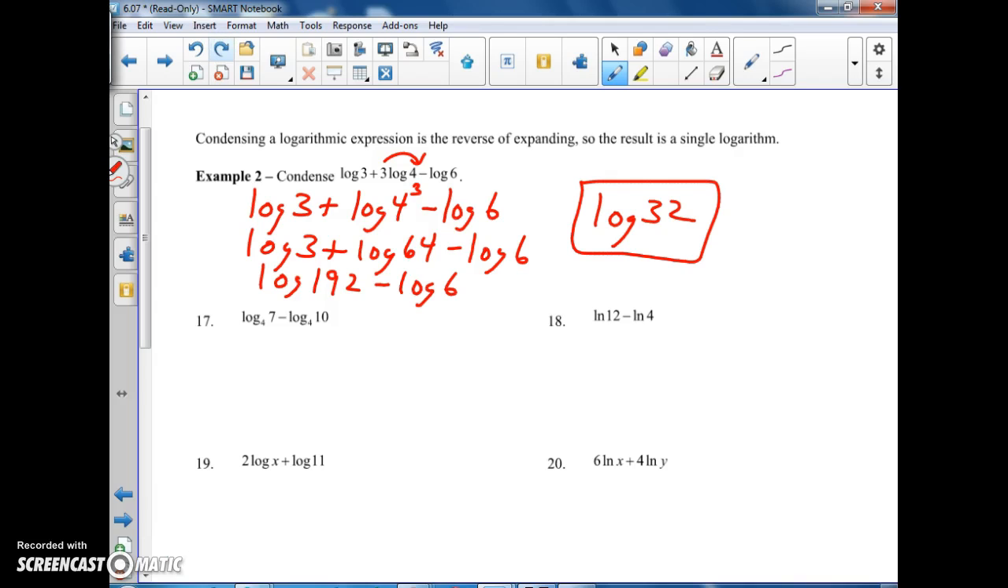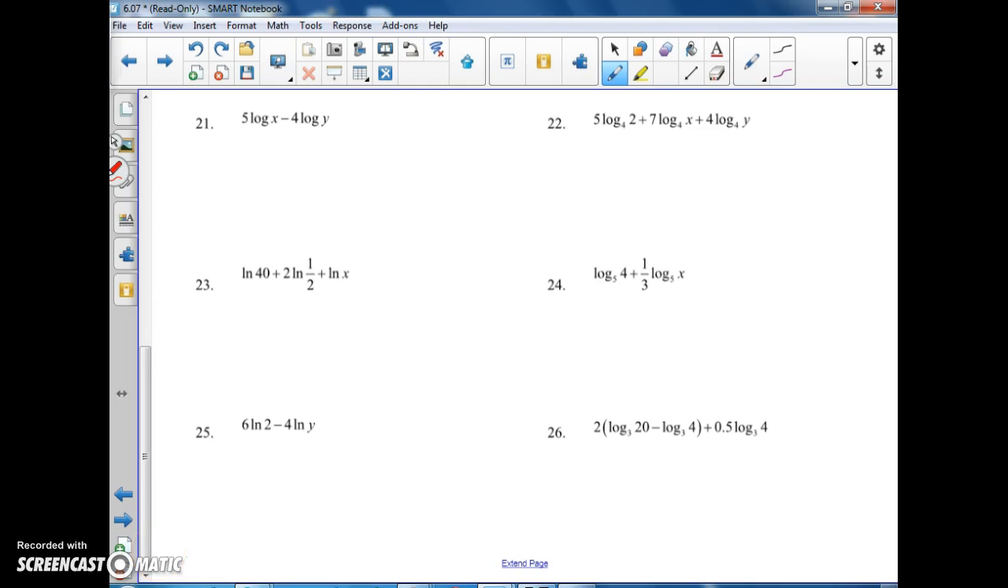You convinced? All right, so what do you think is the first thing you do? You're going to condense this. You're going to distribute the 2. So this is going to be 2 log base 3 of 20 minus 2 log base 3 of 4, plus 0.5 log base 3 of 4. So that's the first thing. We're going to distribute that 2 to make it look like stuff that we're used to seeing.